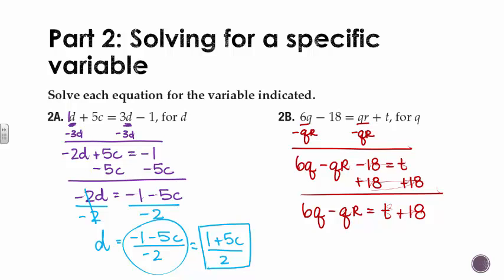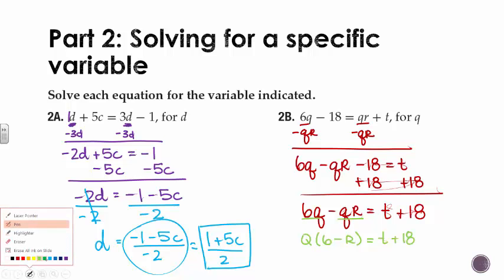So think about a distribution problem. If I gave you something like this, where I give you a q on the outside, and then a 6 minus r on the inside, and I asked you to simplify it, what you would do is you'd multiply q times 6 to give you this, and q times negative r to give you that. So all I did was undistribute this. I pulled the q out, and then it still equals t plus 18.